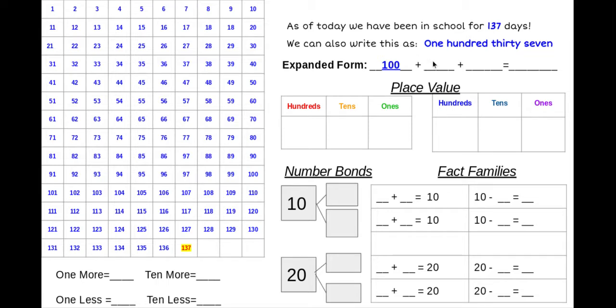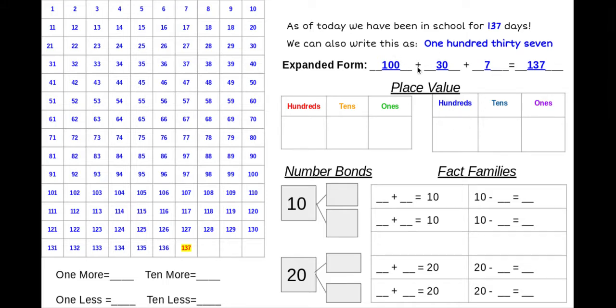Abigail, what do you think is going to go on our second line? 100 plus what? 30. Let's see if she's correct. 30. 100 plus 30. Good job. 100 plus 30 plus what, Abby? 7. Good. 100 plus 30 plus 7 equals, and our number should equal this number right here, 137. So if you have in your journals 100 plus 30 plus 7 equals 137, that's how we write it out in expanded form.